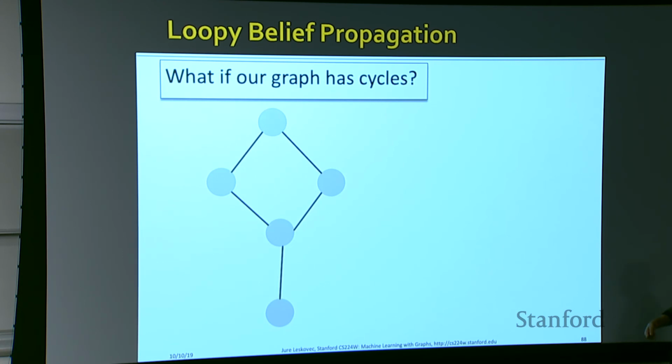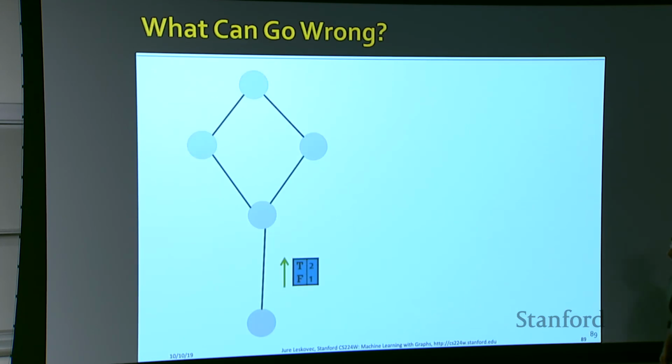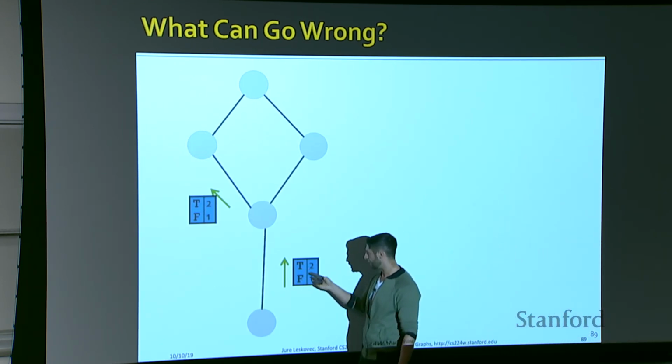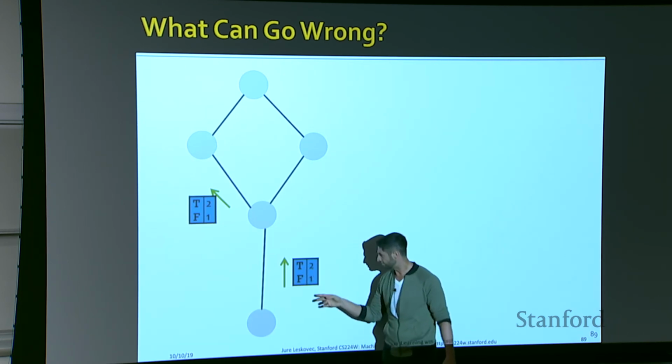Now, let's go quickly to the example I was making before. We actually already solved it because I wanted you to think about it. But what if our graph has cycles? So the problem there is that messages from different subgraphs are no longer independent, right? So the example here is, basically we're passing these messages that now contain some true or false. Okay, so this is the binary classification.